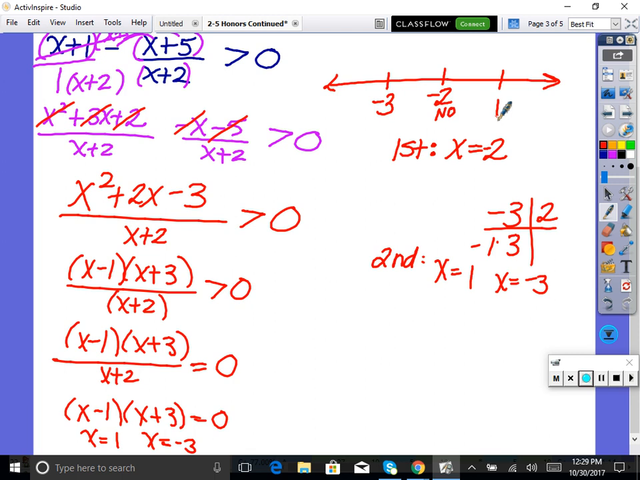Okay, let's test values on each interval now. Test a value less than negative 3. Let's test negative 4. A value between negative 3 and negative 2. Let's test negative 2.5. A value between negative 2 and 1. I like that idea. And then let's test something larger than 1, test 2. Pick one, go.